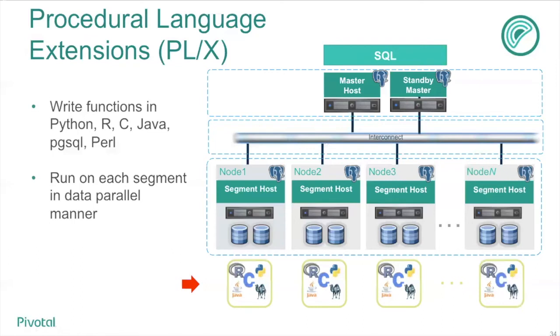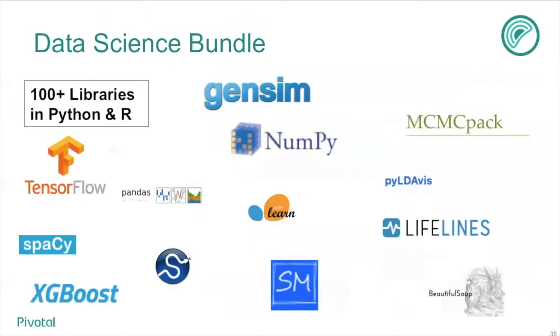And this is very useful because it allows you to develop in the language that you like and are comfortable with. It promotes code reuse, and it also allows you to take advantage of the many great libraries that are available in these languages, such as these: scikit-learn, pandas, XGBoost, TensorFlow, etc. So Pivotal offers a data science bundle, which includes 100+ libraries in Python and R that you can use when you're writing user-defined functions using the procedural language extension that I mentioned on the last slide.